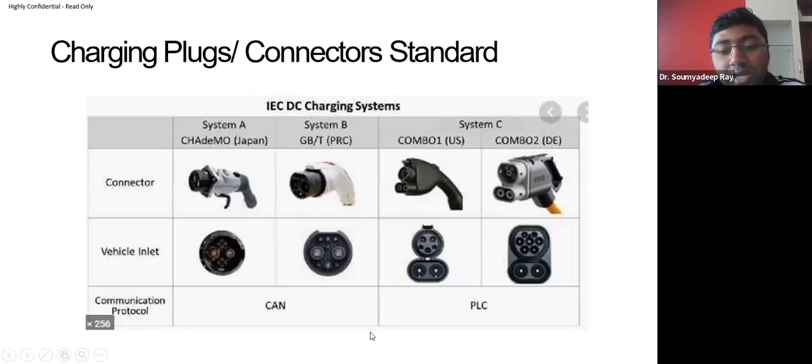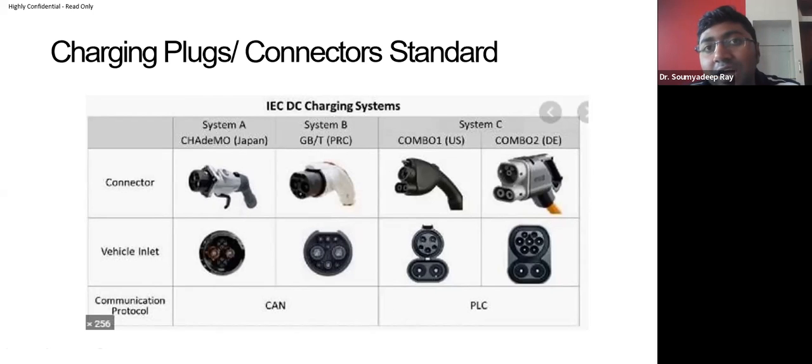Most of the charging plugs communicate either by CAN or by PLC, but PLC is costly. So normally everyone uses CAN. You can see that CHAdeMO in Japan and GB/T in China follow it, and these kinds of plugs are used because they ensure safety.